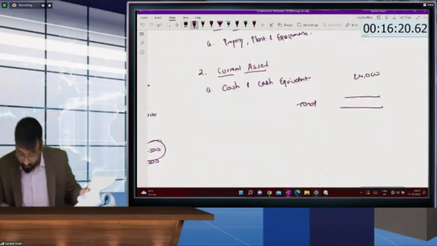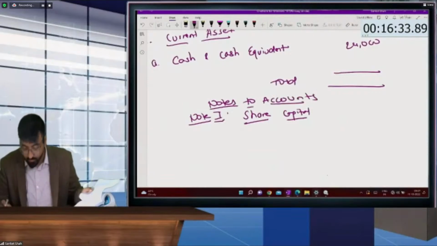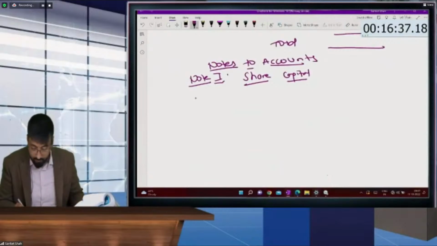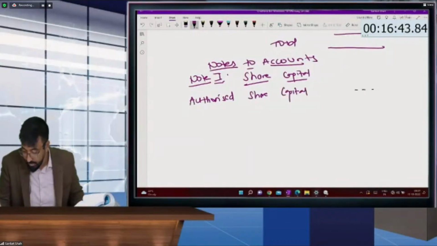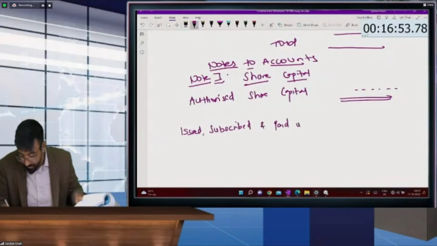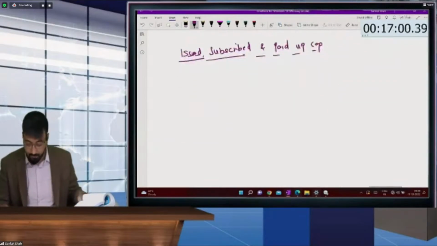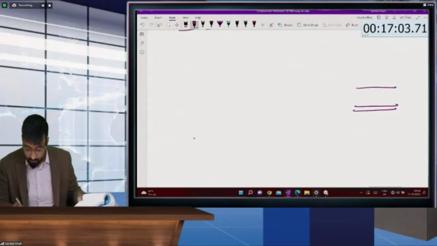Chalo. Note 1. Share capital. Notes to accounts. After that you have to write notes to accounts. Share capital. Authorized share capital. Dash, double underline. Issued, subscribed and paid up capital. Beta, this is exam speed. Understand this. Issued, subscribed and paid up capital. After 4 lines, total 2 reserves and surplus.